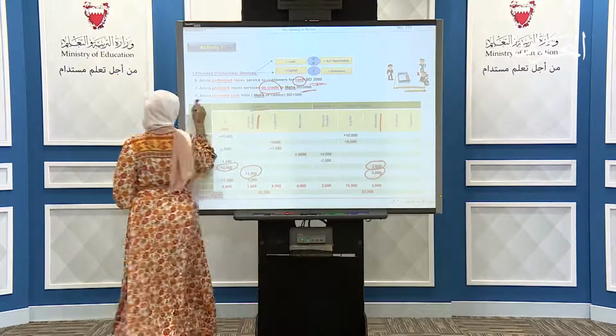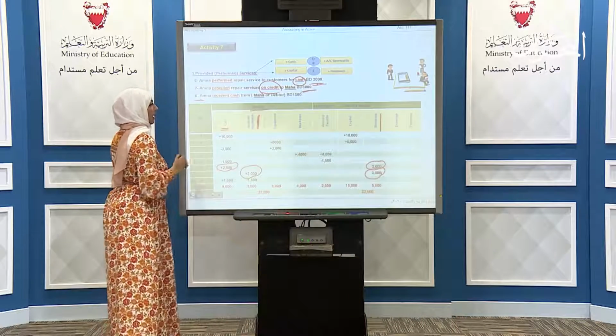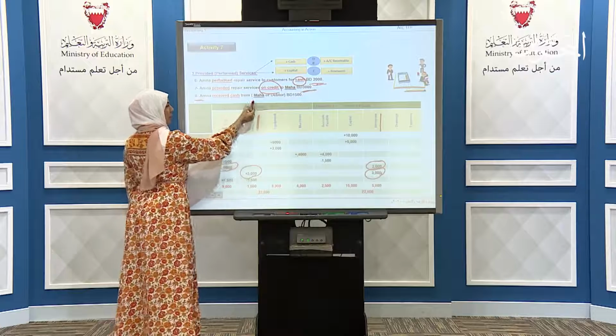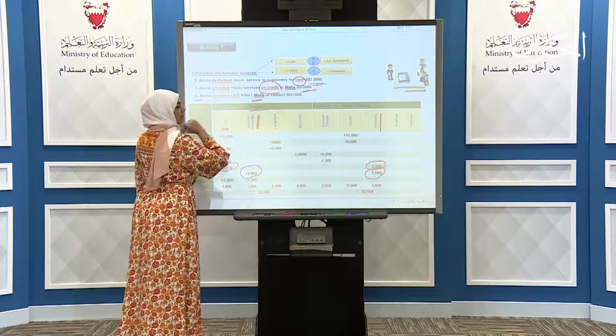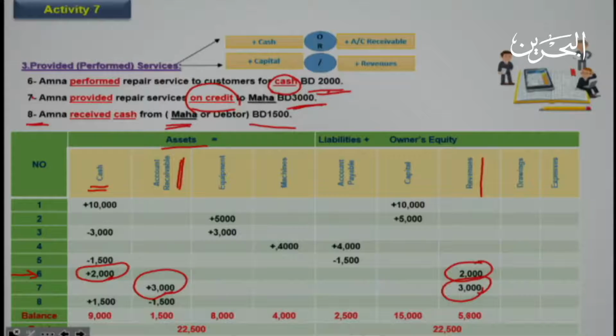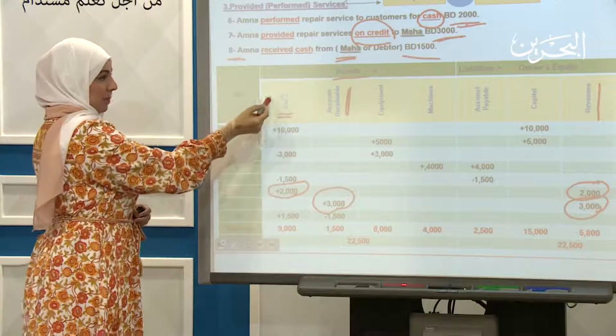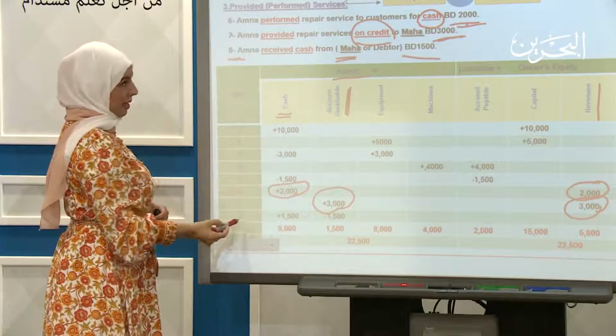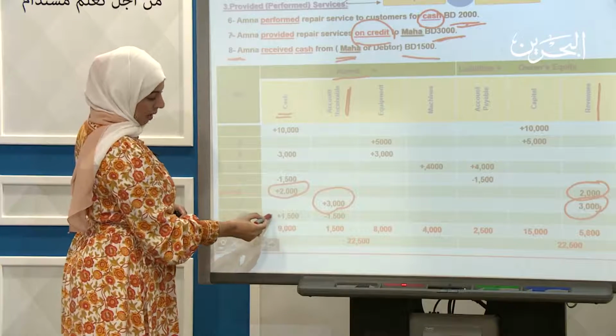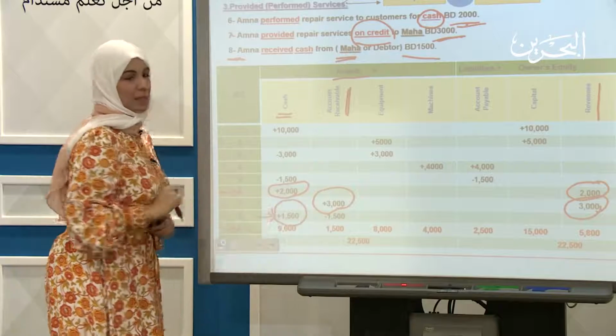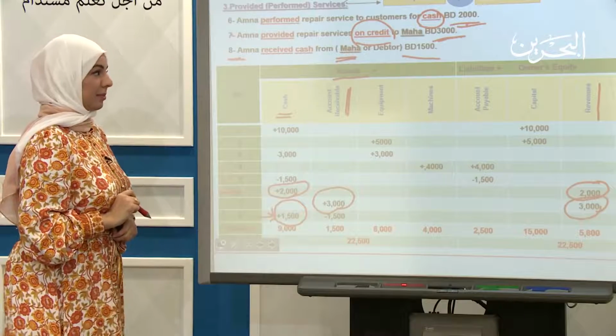Moving to the last transaction in this section, Amna received cash from Maha in the amount of 1,500. In transaction 7, I provided service to Maha, but I didn't receive the amount. Now, in this transaction, I actually received the amount. So, coming to the cash, it will be increased by the amount I received. So, it will increase by 1,500.